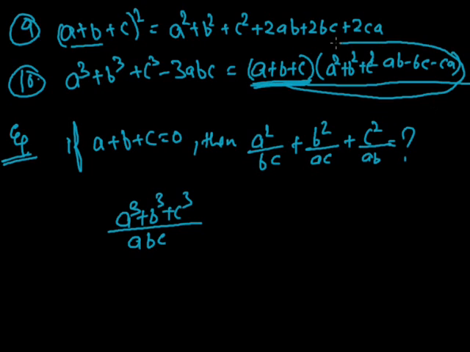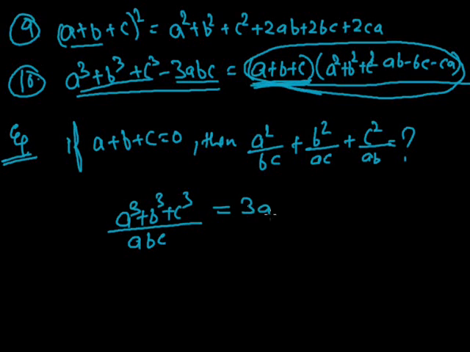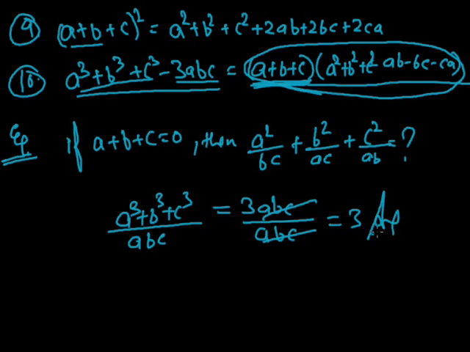Now, if this expression is 0, then the value of this is 0. That means a cube plus b cube plus c cube is equal to 3abc. From here, we write 3abc in place of a cube plus b cube plus c cube, upon abc, that is 3. That is our answer.